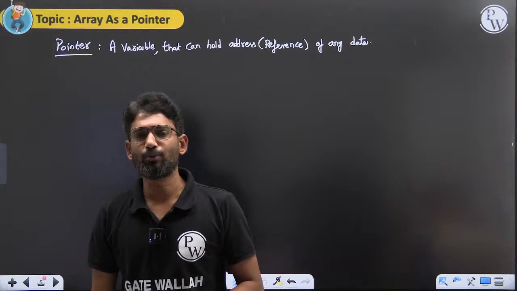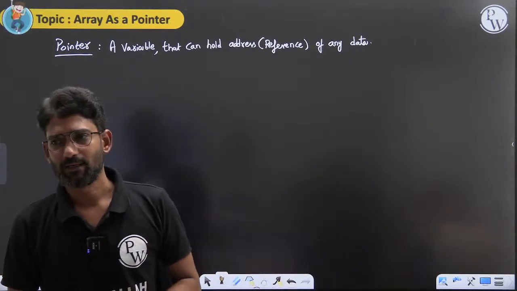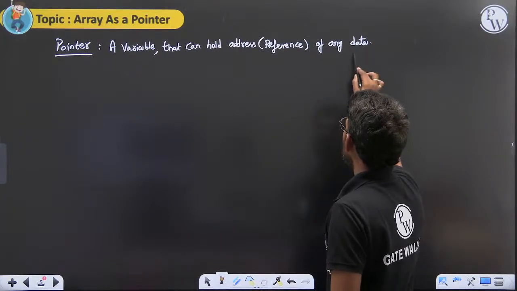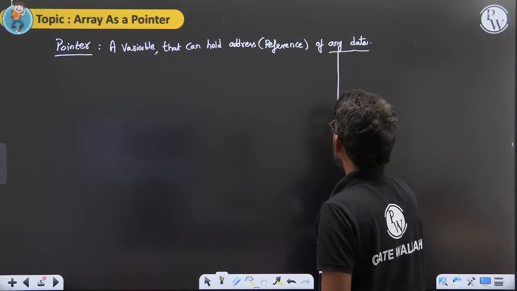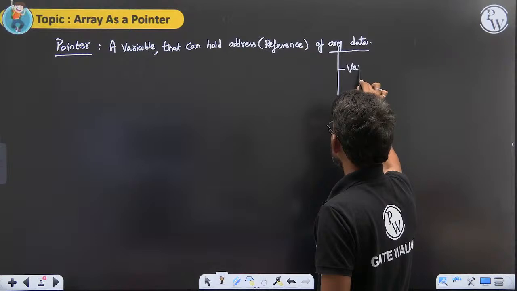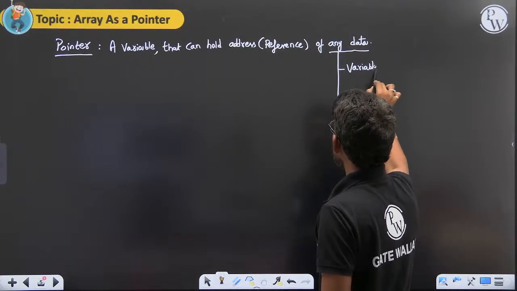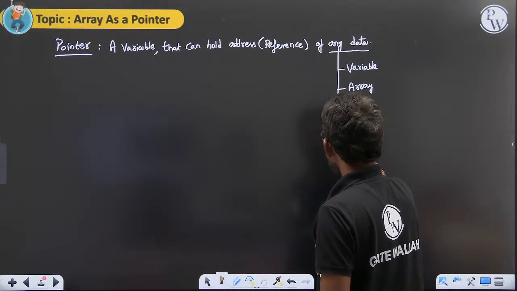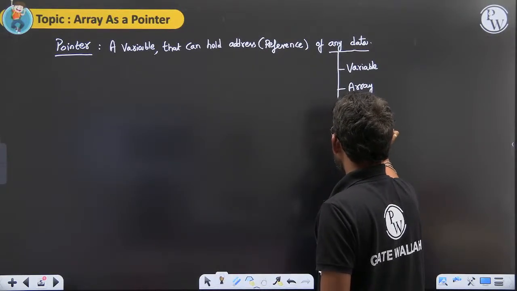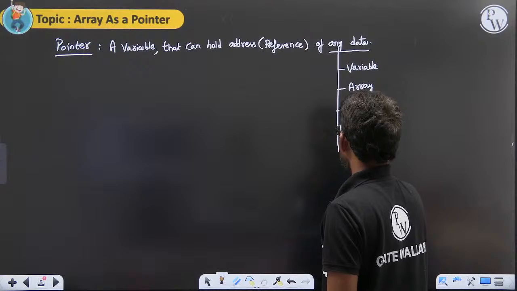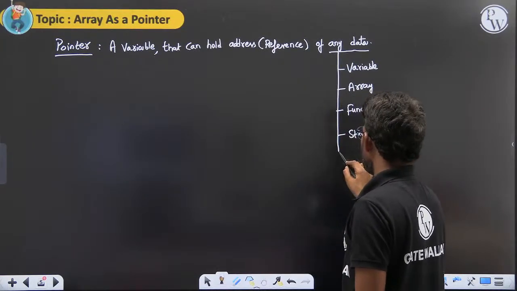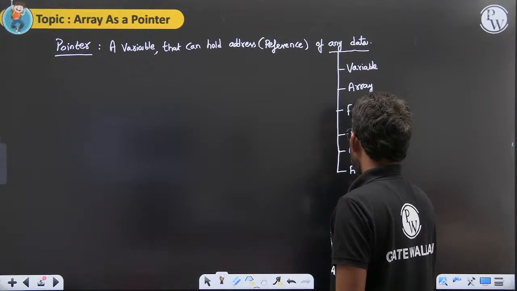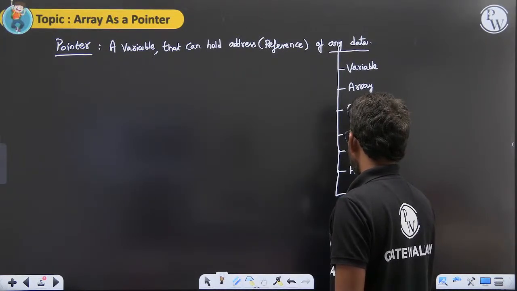It need not be just a variable, guys, because this can be a variable, this can be an array. Of course, array is also a variable. This can be a function, it can be a structure, it can be a union, it can be a file, it can be even another pointer also.